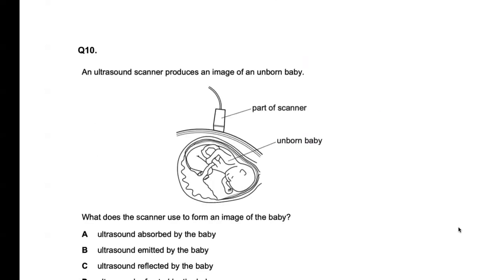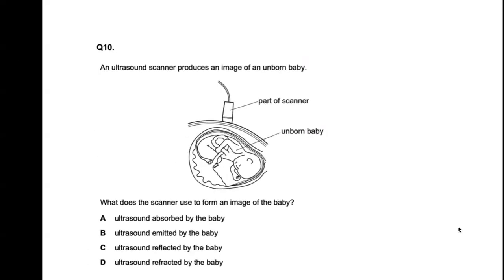Question 10. An ultrasound scanner produces an image of an unborn baby. What does the scanner use to form an image of the baby? So this is something I've talked about numerous times, that for an ultrasound, the receiver and the transmitter are the same probe. So we basically use the reflected part to form images. So that's C.